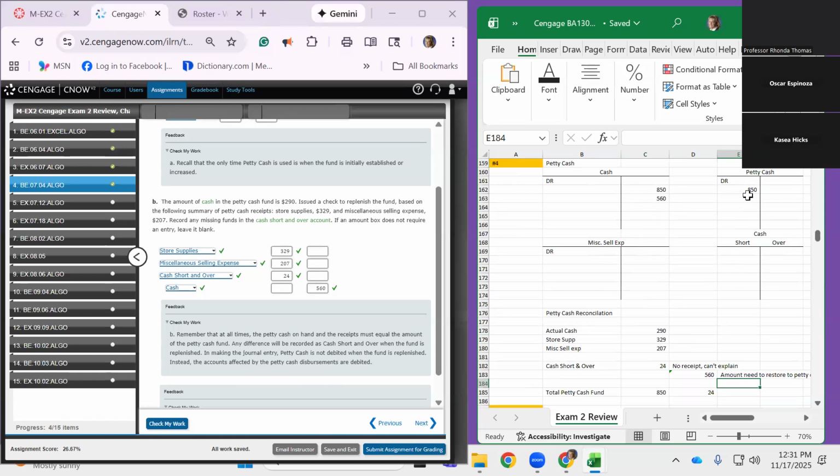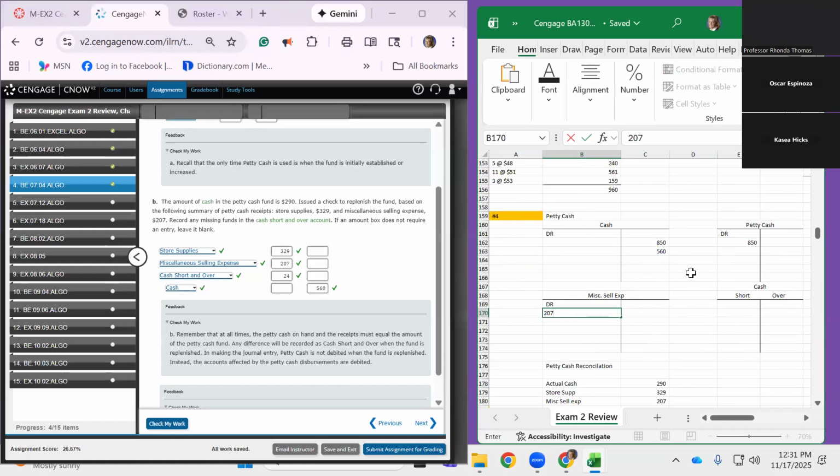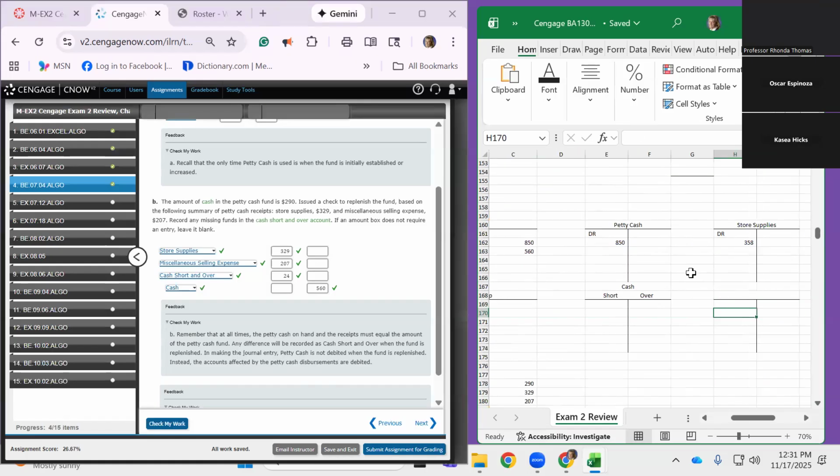So here's what it's going to look like. Here's the credit, and we do a 207, and we do store supplies, which I think is over here. Yeah, store supplies of 329. There we go. All right, we got it.